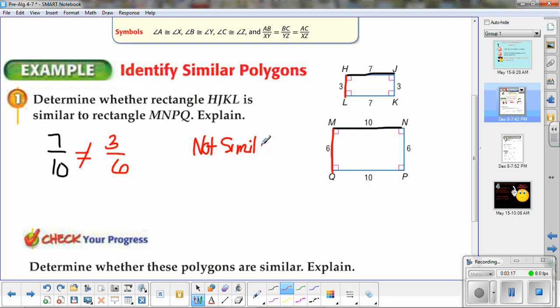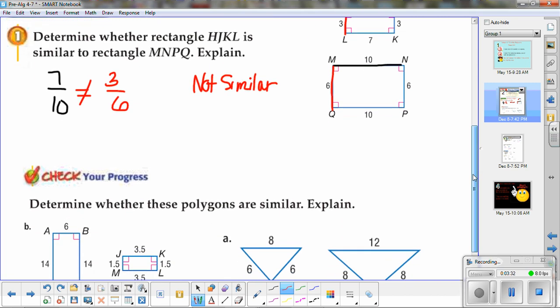They do have angles that are congruent since all the angles are 90 degrees, but because the sides do not have an equivalent ratio, they're not proportional to one another, therefore they're not similar. One is a little more stretched out than the other.